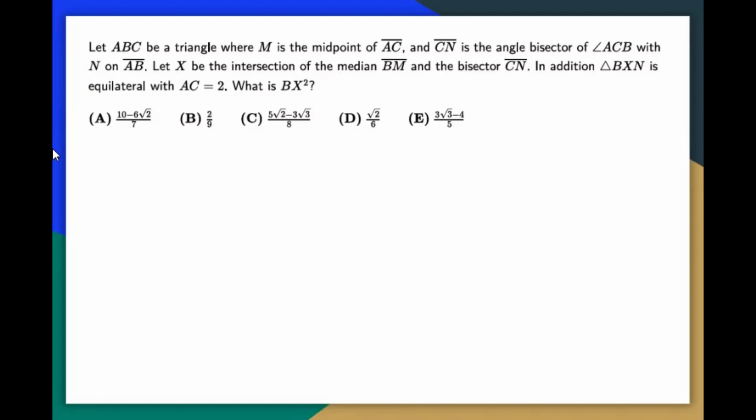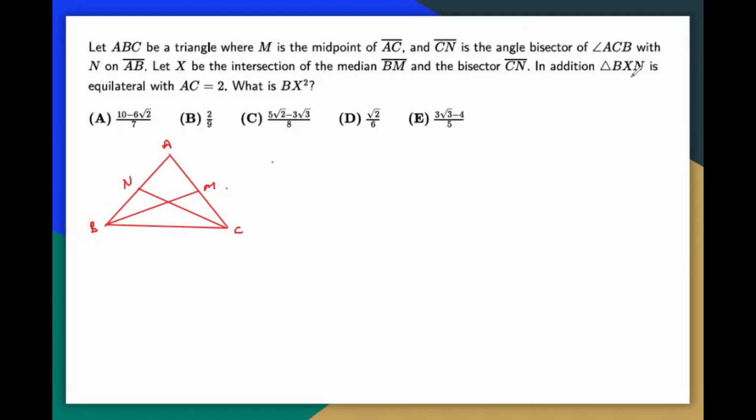Okay, let's start with some sketch just to see how things look. I'm going to try drawing this first, and then if I need to adjust, I will do that. So let's say this is A, this is B, and this is C. It says M is the midpoint of AC, so that looks like this. And then CN will be the angle bisector. So you will get C and something like this.